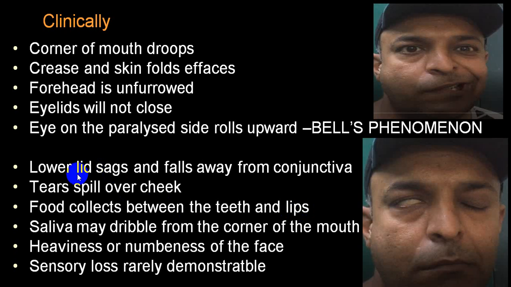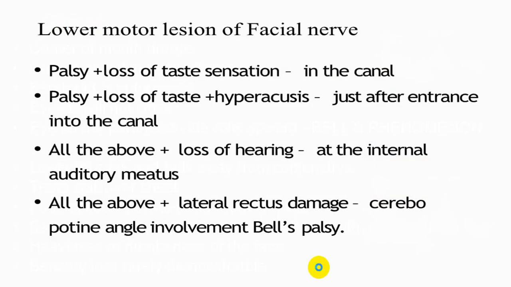Along with that, the lower lid sags and falls away from the conjunctiva. Tears will spill over. Food will collect between the teeth and lips. Saliva will dribble out from the corner of the mouth. And the person will also complain of heaviness or numbness on the face. Sensory loss is rarely demonstrable, but the person may complain of a little heaviness or numbness, but there will not be any sensory loss because this particular portion is supplied by the trigeminal nerve. So these are all the findings which you can put together.